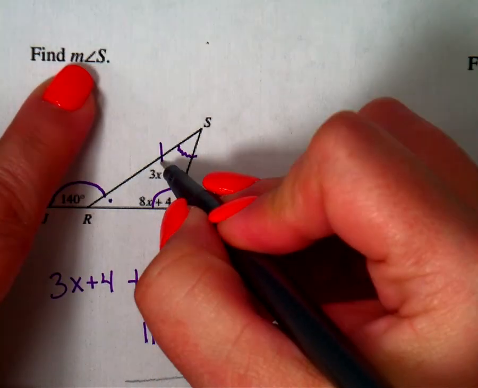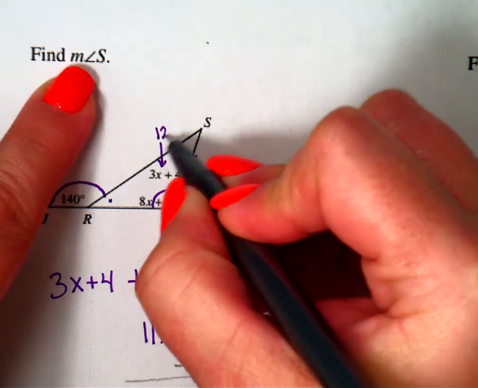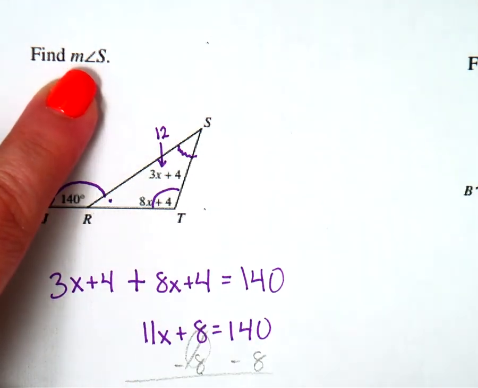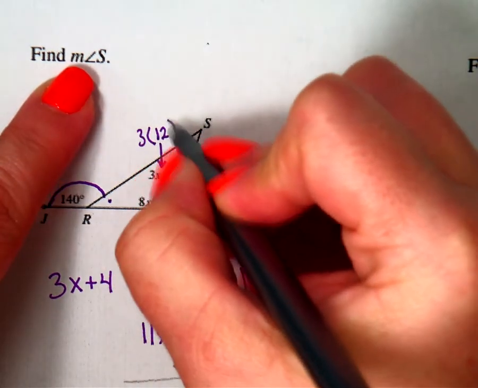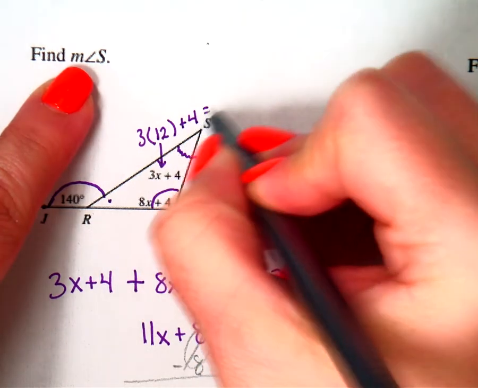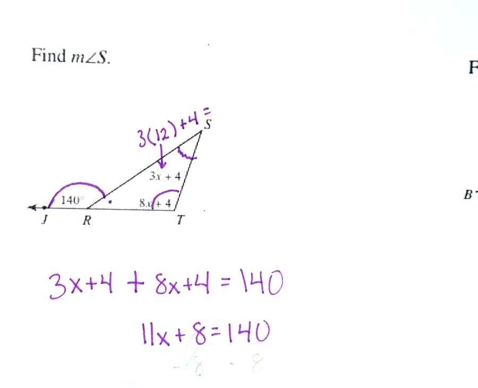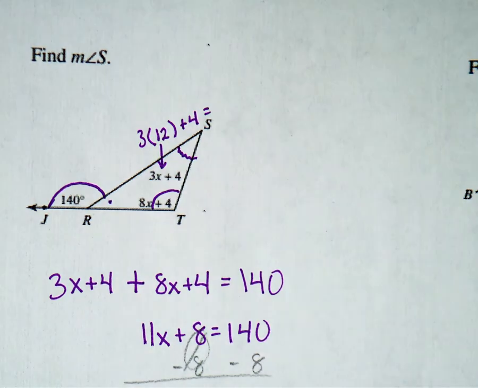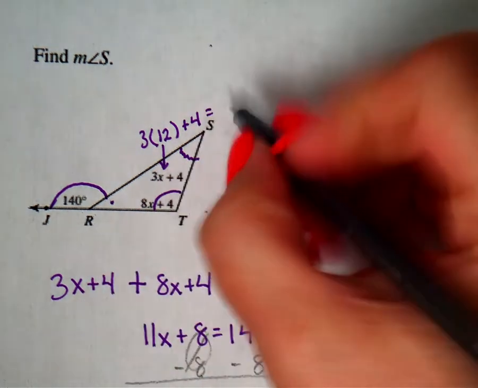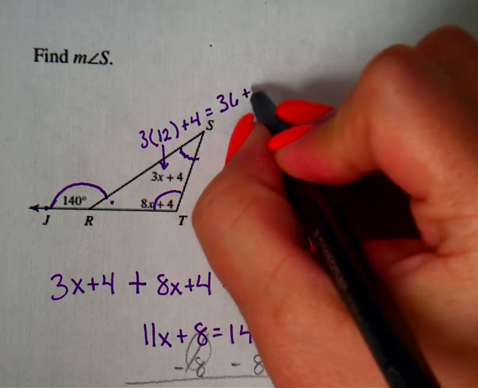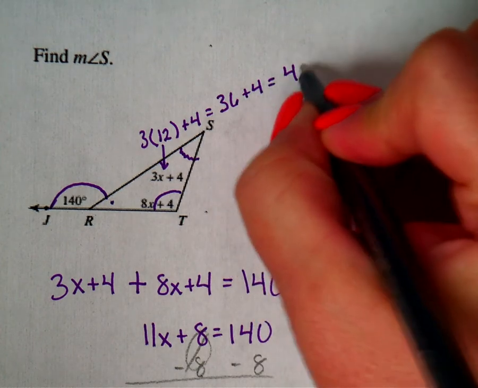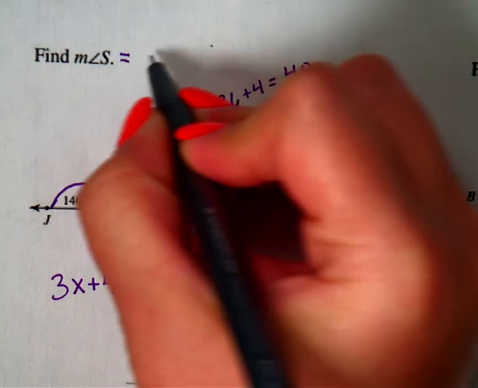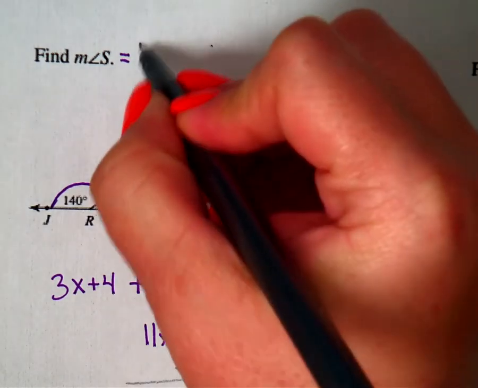So I am going to plug in a 12 right here and do 3 times 12 plus 4. 3 times 12 is 36. Plus 4 is 40. So the measure of angle S equals 40 degrees.